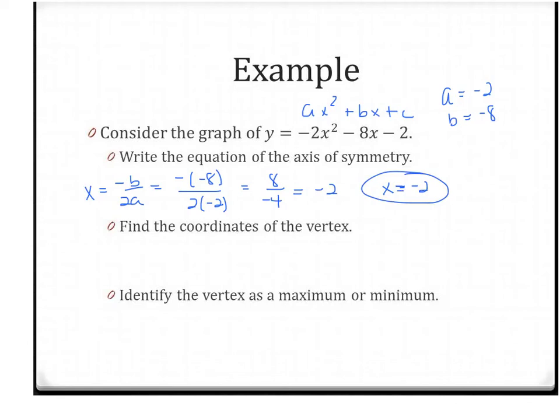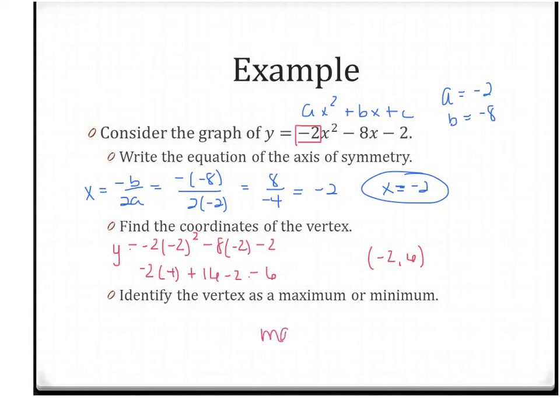And then I can use that to find my vertex by plugging negative 2 into my equation. So this is negative 2 times a positive 4 plus 16 minus 2, which I believe is going to give us 6. So then my vertex is negative 2, 6. And then is this a minimum or a maximum? So does this open up or down? And it's all based on this number. This opens down, which is going to make our vertex a maximum. So let's graph it.